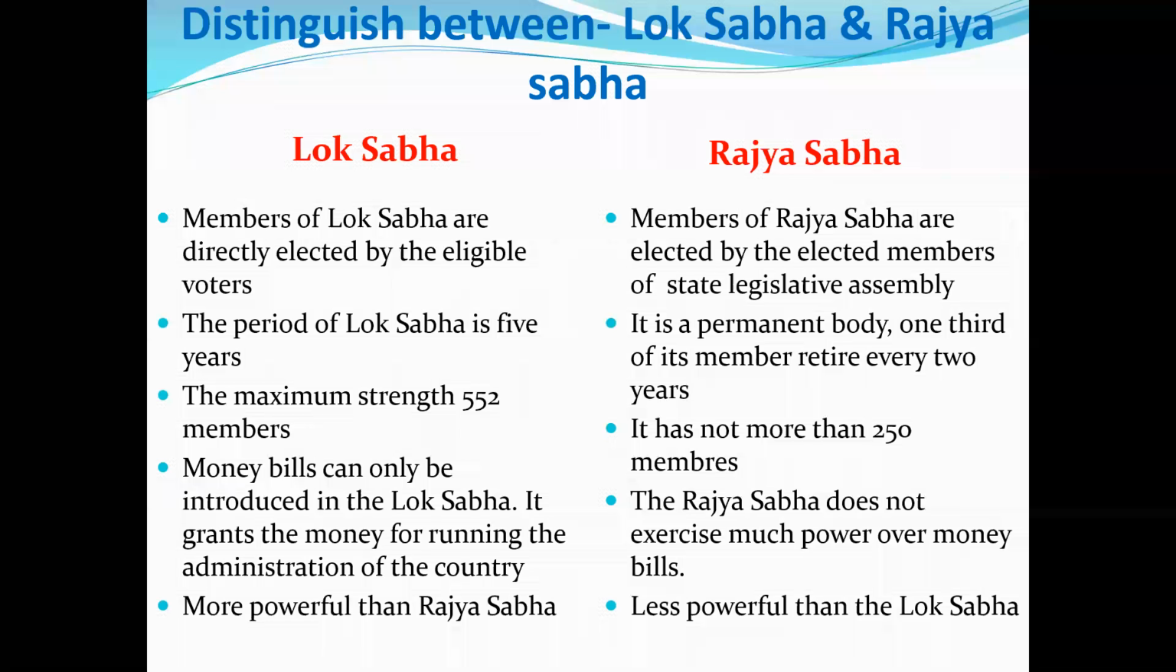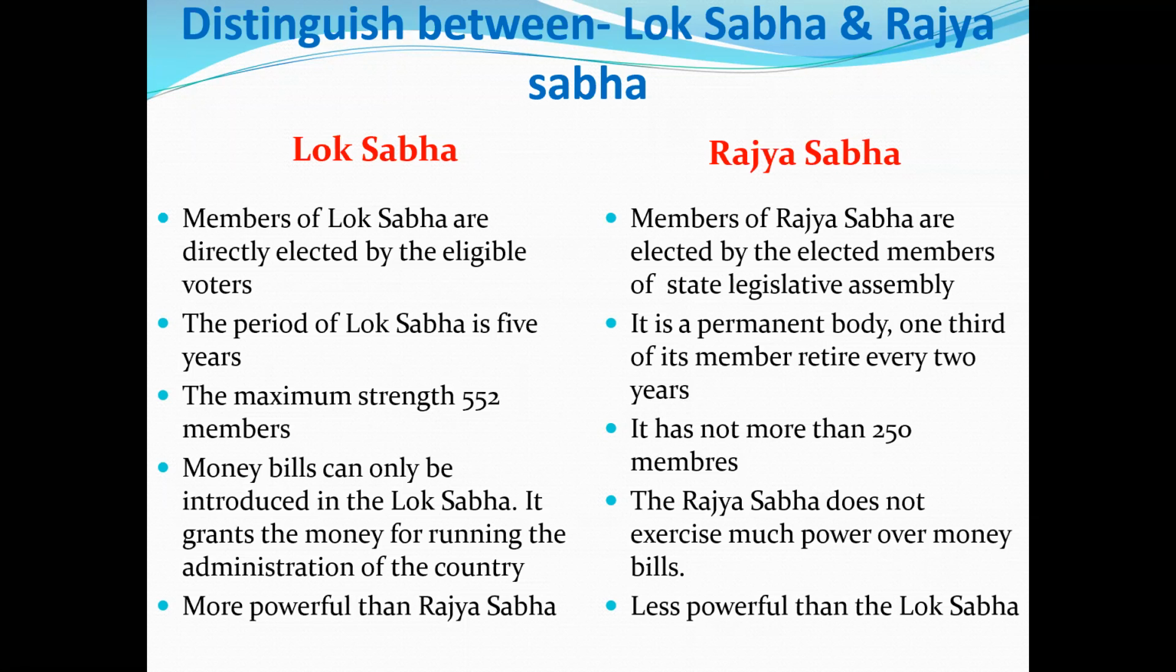Members of Rajya Sabha are elected by the elected members of the state legislative assembly. जो state legislative assembly के member हैं वो राज्य सभा के member को elect करते हैं. For example, in Haryana, there are 5 Rajya Sabha seats, and 10 Lok Sabha seats in Haryana. So 10 members are directly elected by voters, and 5 Rajya Sabha members are indirectly elected by the state legislative assembly.